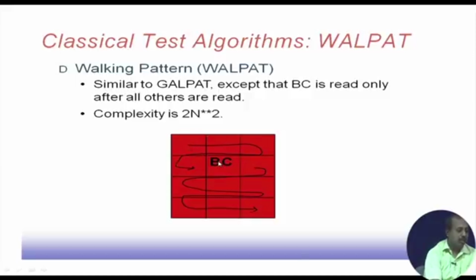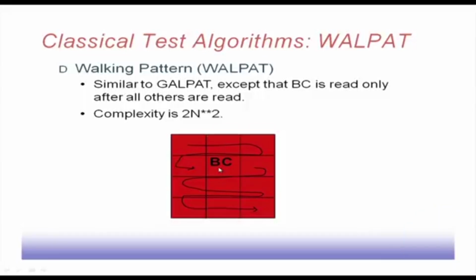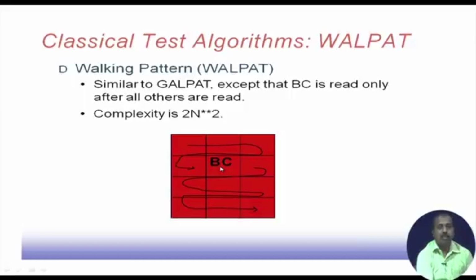We read all these cells, excluding BC, and then we read BC, and again repeat the process: complement BC and read again. This way the WALPAT algorithm's complexity is less compared to GALPAT. It is 2n square, but still it is in the n square domain. That is why it is still a very costly algorithm.